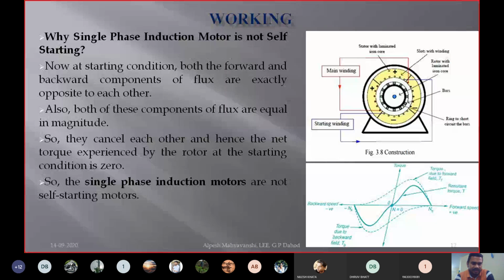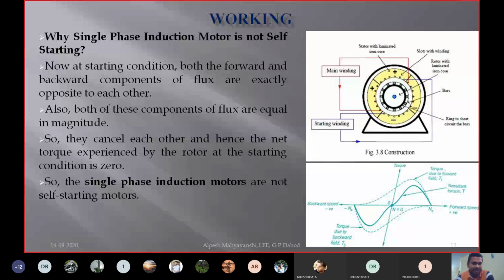In the starting condition, what happens? The rotor is in standstill condition. As soon as the supply is given, the speed of the rotor, n, is 0. The rotor is not in a rotating condition. So n is equal to 0.